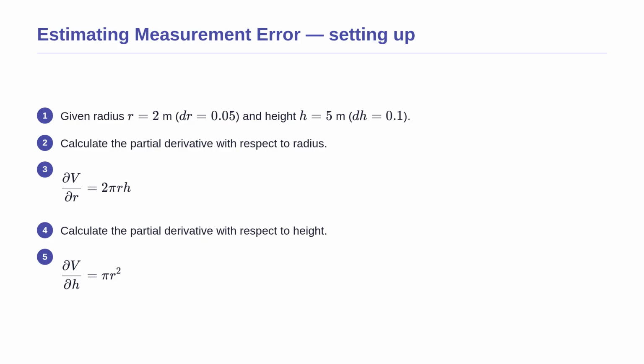First, we calculate the partial derivative of the volume with respect to the radius r. Treating height and pi as constants, the derivative of r squared is 2r, giving us 2 pi r h. Next, we calculate the partial derivative of the volume with respect to the height h. Treating the radius as a constant, the derivative of h is just 1, leaving us with pi r squared. These derivatives represent the sensitivity of the volume to changes in radius and height.